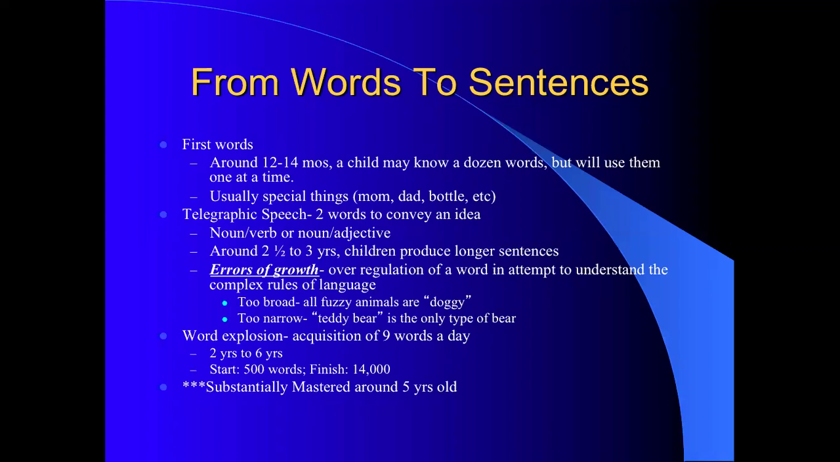So let's say the word doggy, right? So doggy is meant to be a distinct animal, but if a child says every fuzzy animal is a doggy, well, they're overusing, right? That's an overextension, going beyond the actual word. So they're doing it too broadly, right?